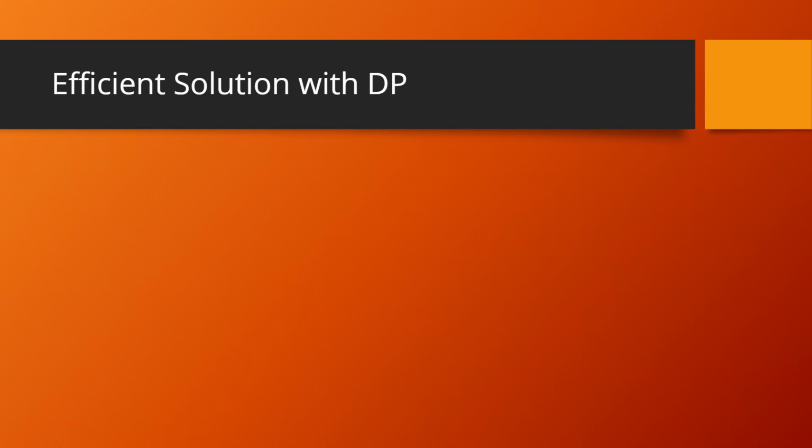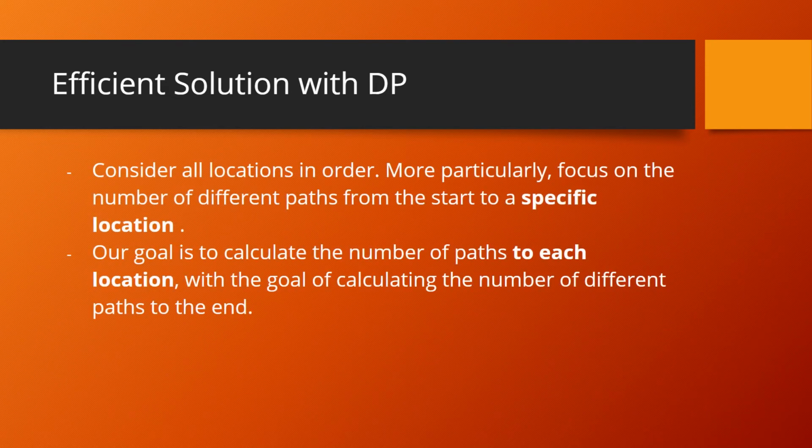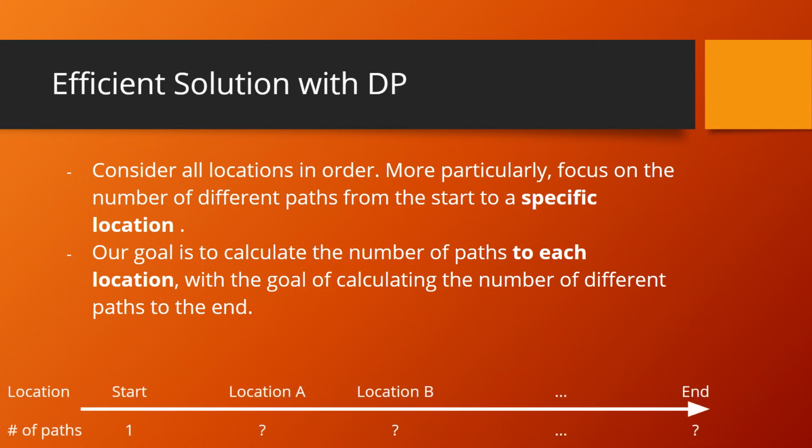Let's start by defining the subproblem. To begin, let's consider all locations in order. More particularly, focus on the number of different paths from the start to a specific location. Our goal is to calculate the number of paths to each location, with the goal of calculating the number of different paths to the end. So our subproblem would be defined as the number of different paths to get to a particular location, starting from the beginning. Our end goal is to find the number of different paths from the start to the end, subject to the constraints of traveling at least A and at most B kilometers per day.